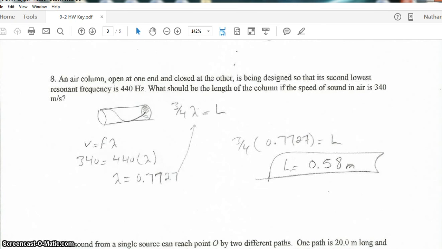Question 8, also probably pretty easy. An air column here, open at one end, closed at the other, is being designed so the second lowest frequency. And so really the only understanding is we're working with 3/4 instead of 1/4, right? Realizing that the second lowest resonant frequency is actually the third harmonic. It's the second one to resonate, right?